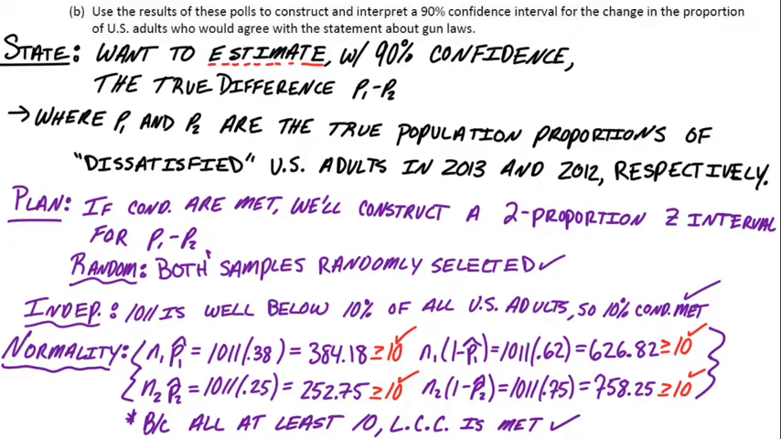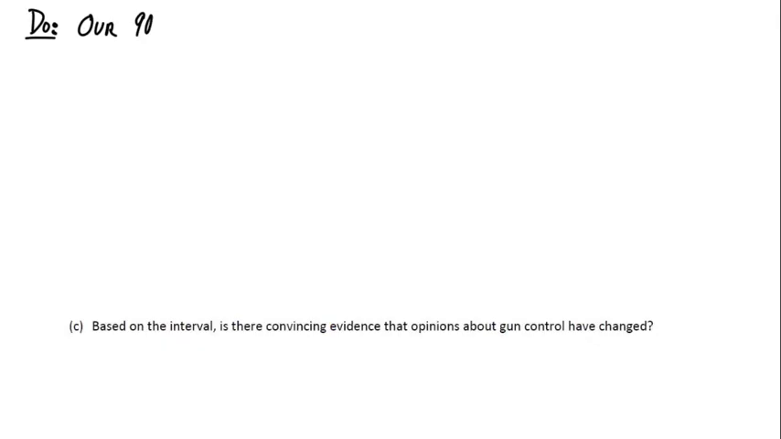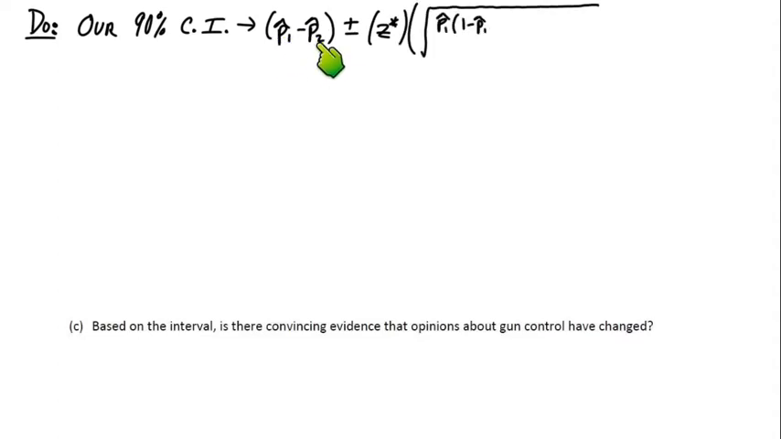All right, so we're good with the state step, we're good with the plan step. It's time for the do step. So let's start. We're going to build this 90% confidence interval. So we do the difference in the two proportions, P hat 1 minus P hat 2, plus or minus our Z star critical value, times that big square root thing, the standard error for the difference.